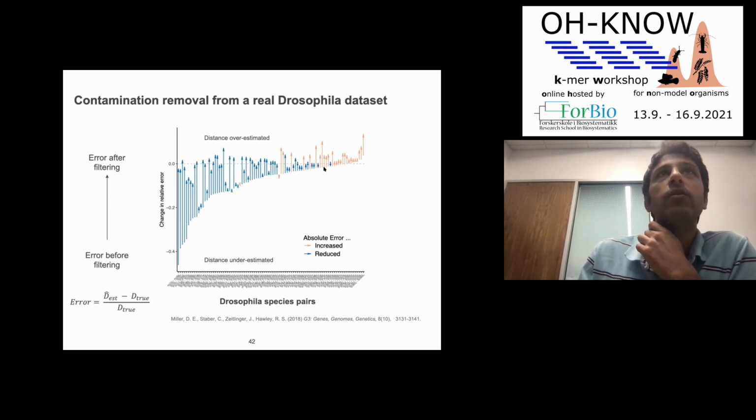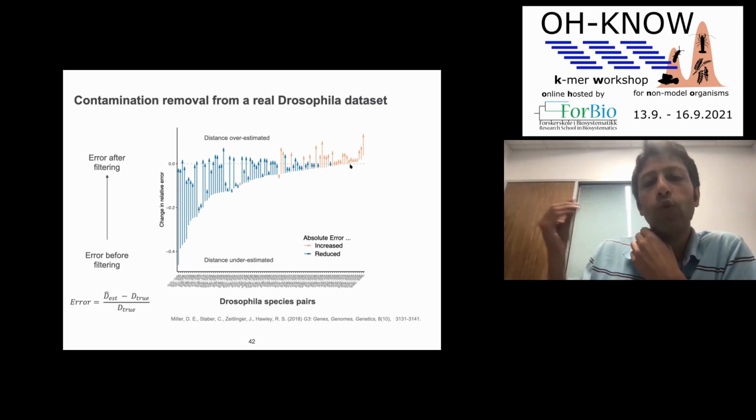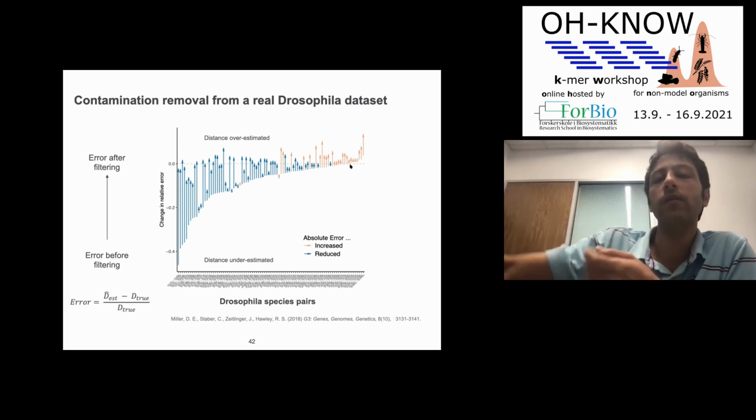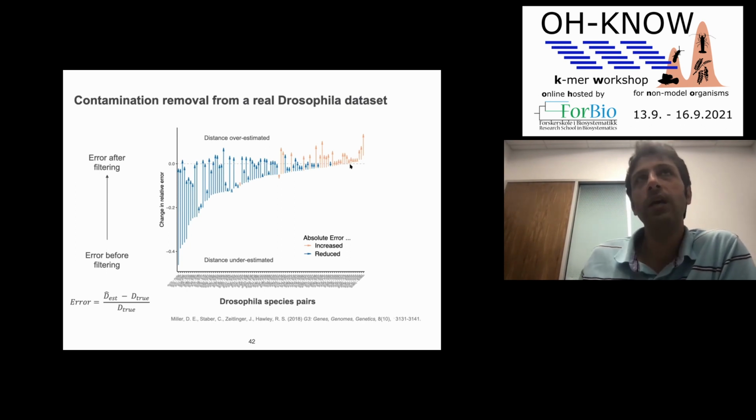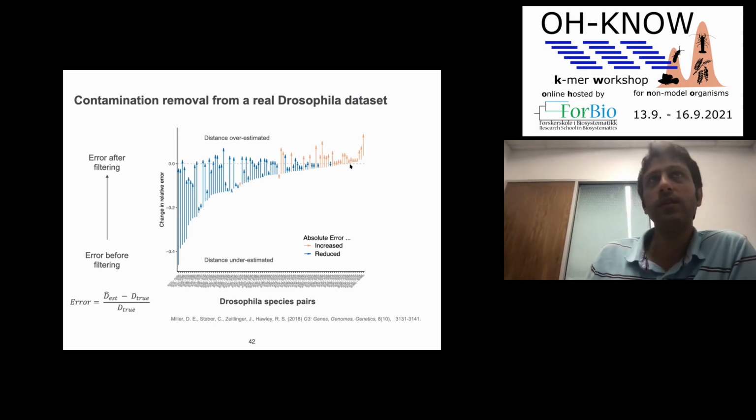The reason is when error is low to begin with, if you remove reads, there is always some chance, like 5%, that real reads are being removed because of false positives, and those can increase the error. But there's only one case where after filtering you have somewhat high error. Even this is less than 10% error. But before filtering, you could underestimate distances by as much as 40%, and that is helped a lot.